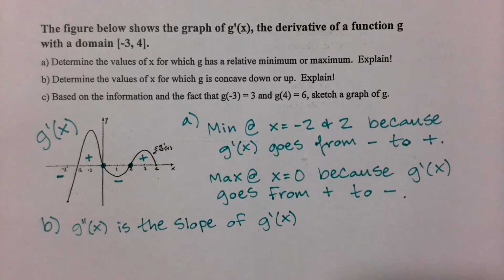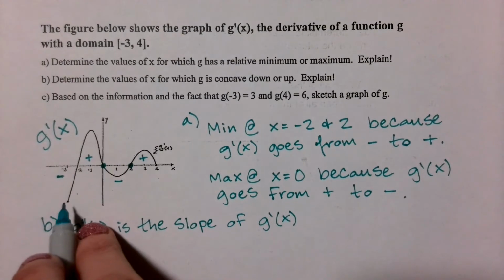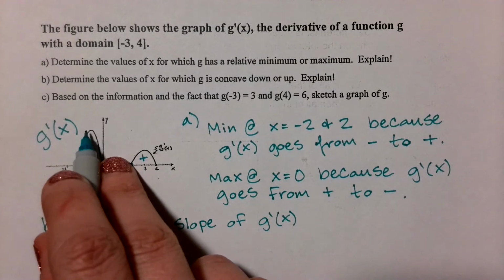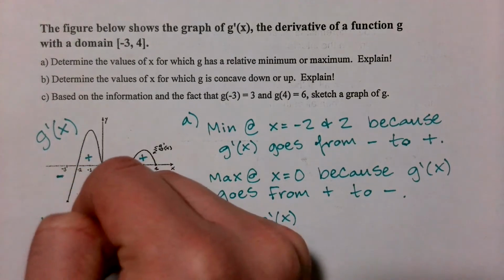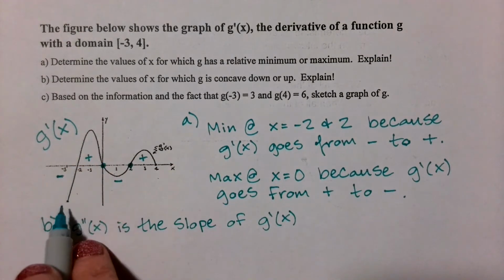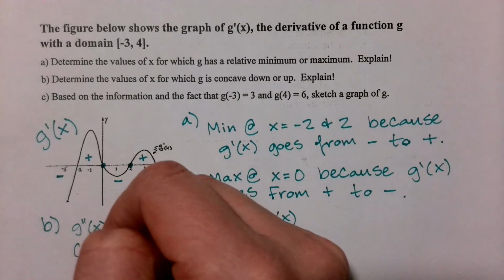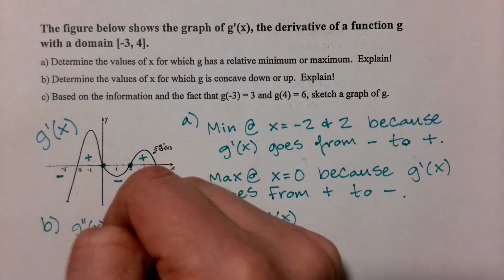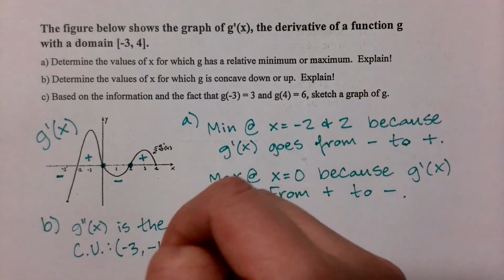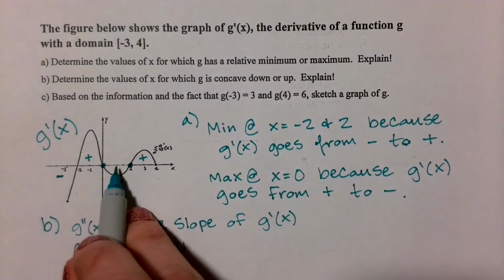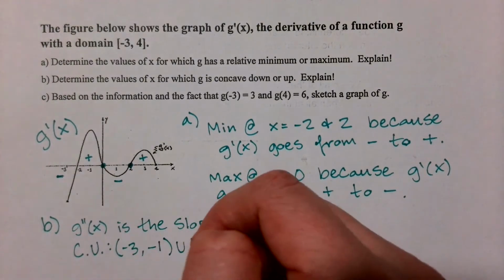So if I'm looking for my function g to be concave up, then that means I'm looking for the slope of g prime, which is g double prime, to be positive. So if my slope is positive, that means I'm concave up. If the slope is negative, I'm concave down. So our concave up areas are going to be from, looks like, -3 to -1. And then we're also positive slope from 1 to 3.